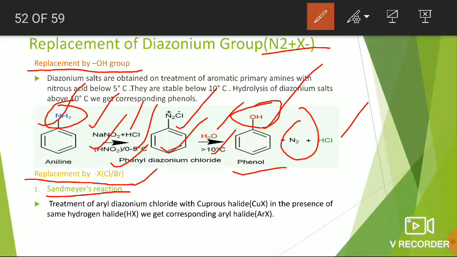What is the Sandmeyer reaction? The Sandmeyer reaction is nothing but treatment of a diazonium salt with cuprous halide in the presence of the same hydrogen halide. Then we get the corresponding halobenzenes. That is, the reaction of diazonium salts with cuprous halides in the presence of the same hydrogen halide gives the respective halobenzenes, which is generally known as the Sandmeyer reaction.